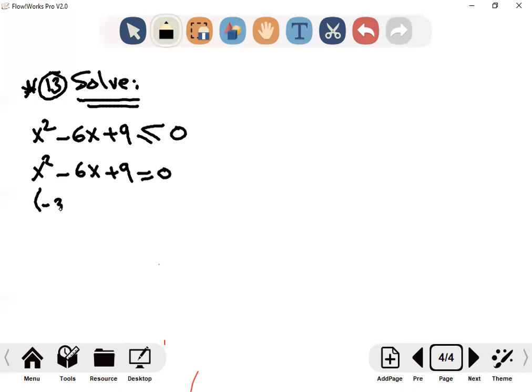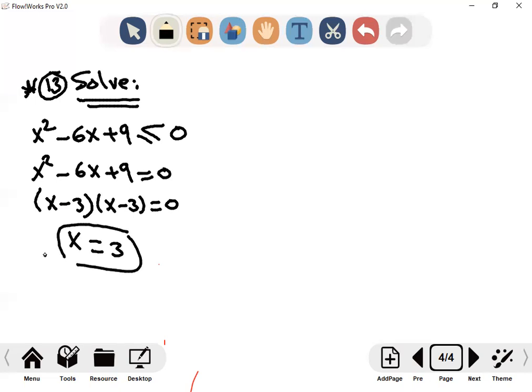Sorry, x minus 3 and x minus 3 equal what? So x equal 3. We have one solution here. We have one solution, right? What does this mean, one solution? Means the x-intercept is only at 3 only, right?